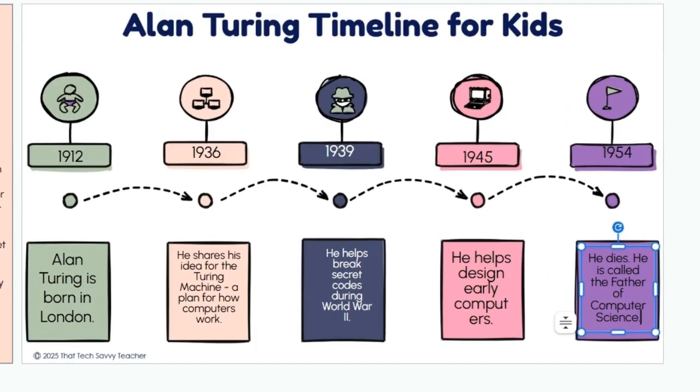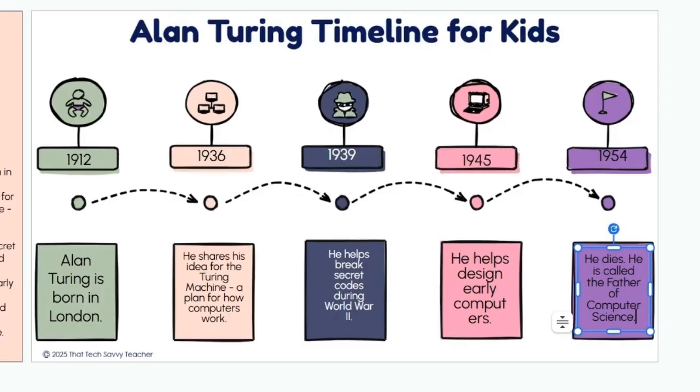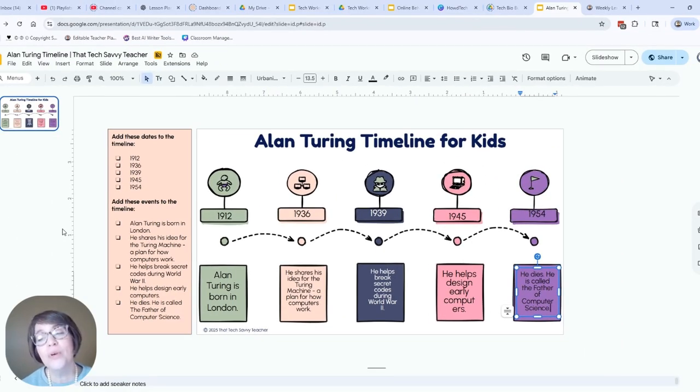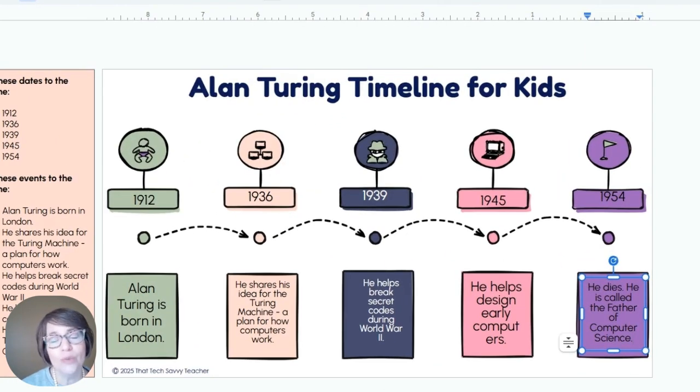So there we have our timeline of Alan Turing's life. Remember, a timeline, we put events in order as they occur. It's really a great picture of all the big events in his life. We know that he was from London. He had the idea for the Turing machine, and he helped break secret codes during World War II. He is known as the father of computer science.